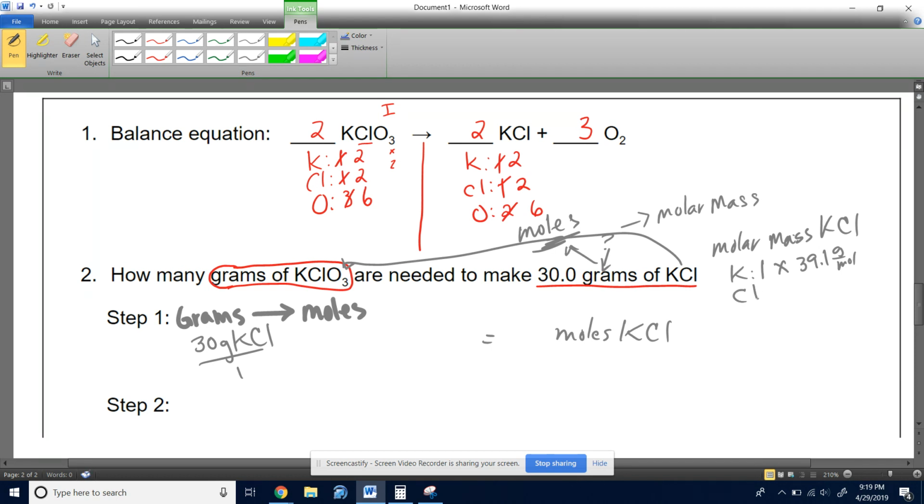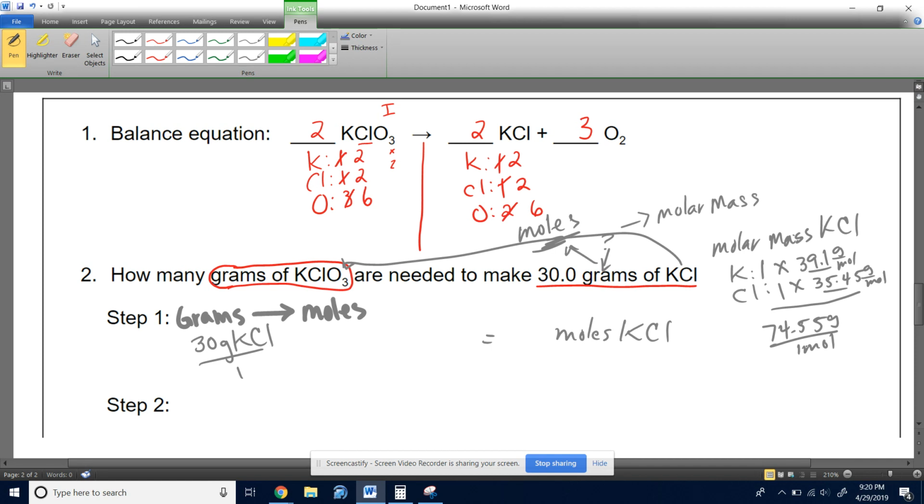And then we have chlorine. How many do we have? One. And we're going to multiply it by its molar mass, and we get 35.45 grams per mole. So remember, each of these values right here we can find on the periodic table, okay? And then after we do the math and we add all these up, we get 74.55 grams over 1 mole of KCl.